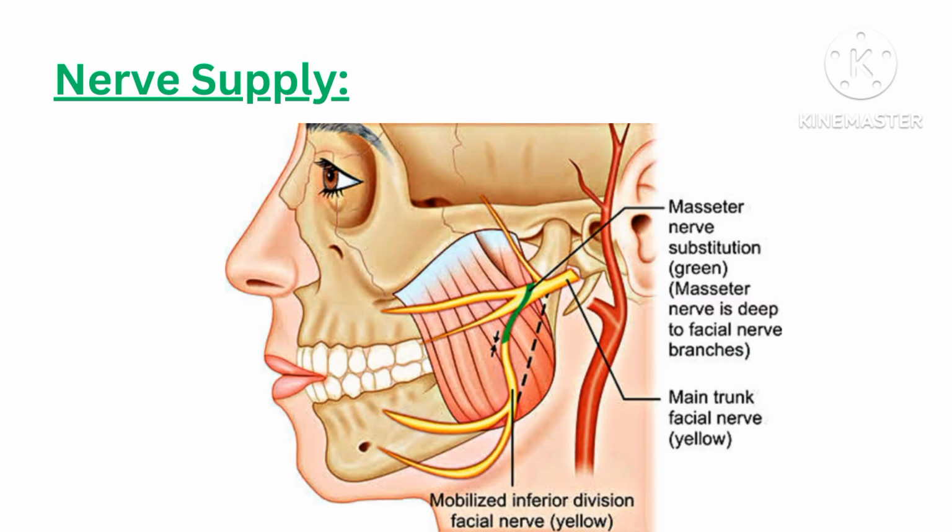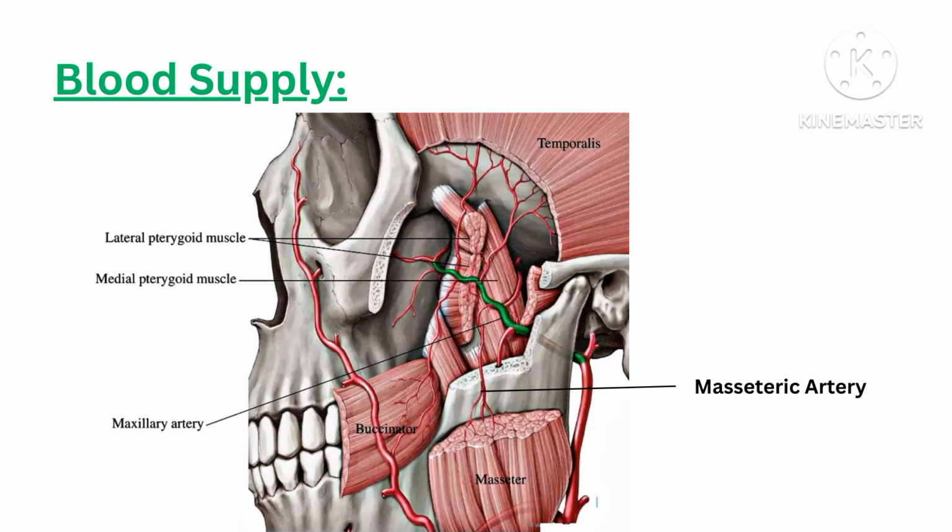The masseter muscle is innervated by the masseteric nerve, which is a branch of the mandibular division of the trigeminal nerve, cranial nerve 5. The masseter muscle receives its blood supply from the masseteric artery, a branch of the maxillary artery, which ensures proper oxygen and nutrient delivery to sustain its function. The superficial part of the masseter receives some blood supply from the facial artery.